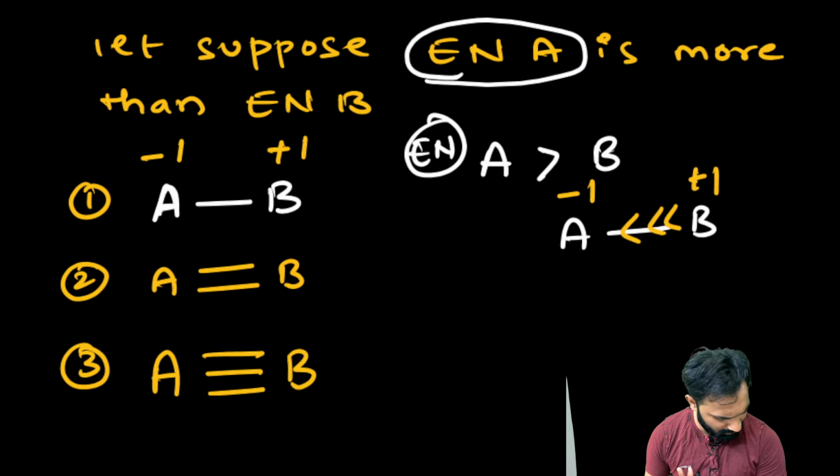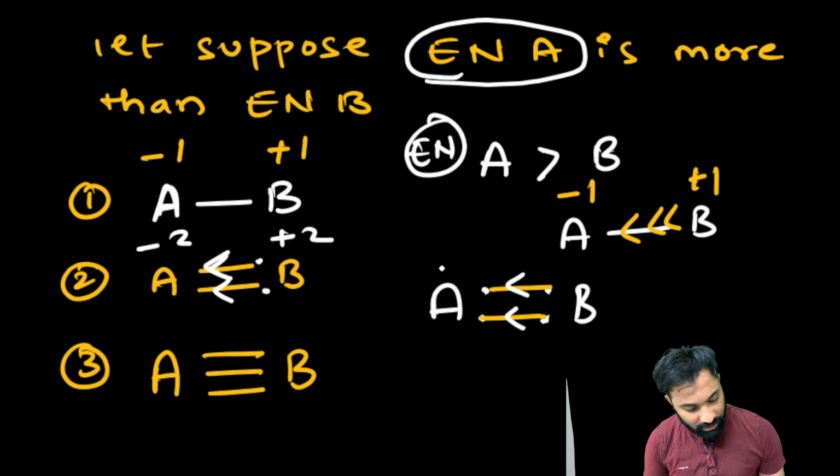Because how will the double bond be formed? Now the A has 2 electrons and the B has 2 electrons, right? When they are forming the bond, the more electronegative atom will pull these 2 electrons towards itself, right? When it is pulling its 2 electrons towards itself, what is the oxidation number of the A? A is -2 and the B is +2, right?